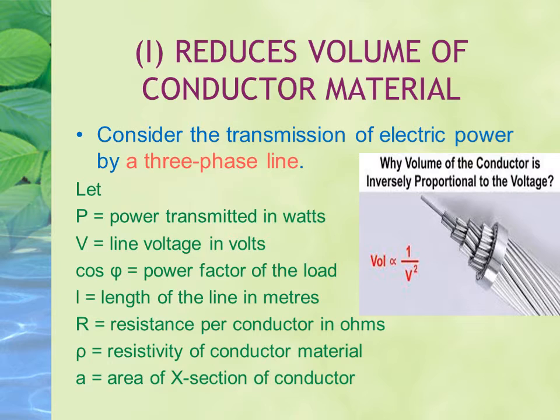Now we are going to see how much volume of the conductor is reduced if you are transmitting the electrical power at high voltage. So let us consider the transmission of electrical power for a three-phase line with P as the power transmitted, V as the line voltage, and the power factor as cos phi. Let L be the length of the conductor, R be the resistance of the conductor with rho as resistivity, and A be the area of cross section.